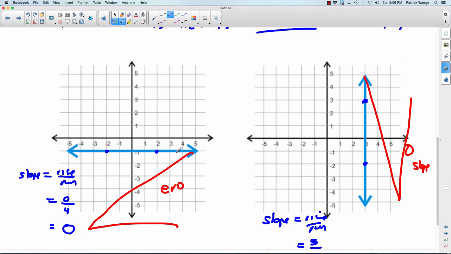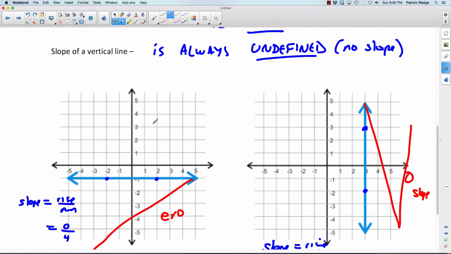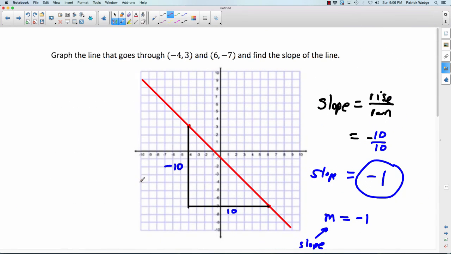Next day we're going to learn how to find the slope when you only know the coordinates, like this. What if I gave you these points and I said find the slope, but don't graph it first? That's what we'll be doing next day.